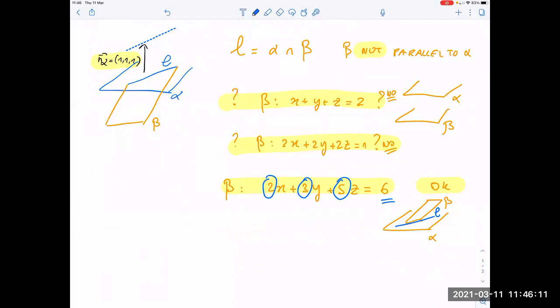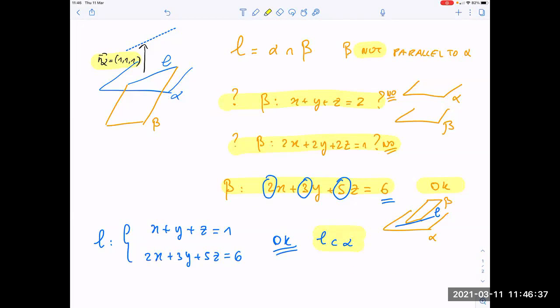Okay, so in this way, we produced one line L lying on alpha. So for example, x plus y plus z equal 1, and then I use your suggestion, 2x plus 3y plus 5z equals 6. This is okay. This is a line lying on alpha, exactly as we want. So I hope this is clear.